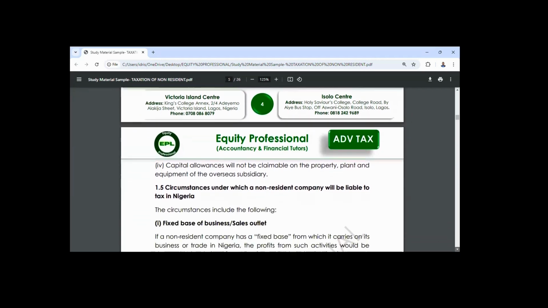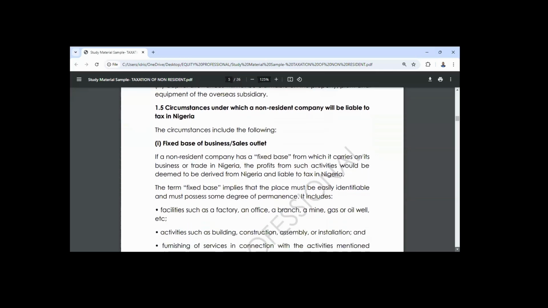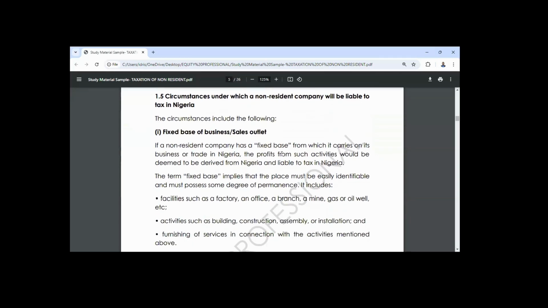So the next heading we should look at is the circumstances under which a non-resident company, a company that is not registered in Nigeria, will be liable to tax in Nigeria. What circumstances? Number one is where that non-resident company has a fixed base in Nigeria. A fixed base simply means a permanent establishment. That means they have an office. Examples of a fixed base are facilities such as a factory, office, branch. When a non-resident company has a branch in Nigeria, the profit of their branch in Nigeria will be liable to tax. When they have an office in Nigeria, the profit of the office in Nigeria will be liable to tax.